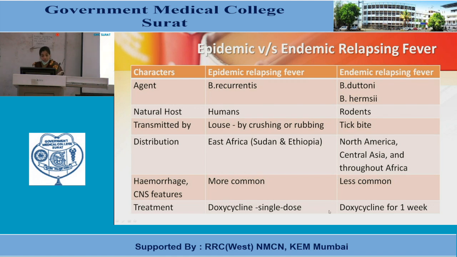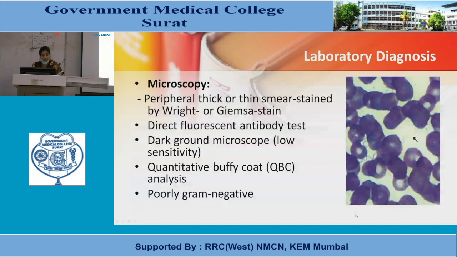Treatment is a single dose of doxycycline, and over here doxycycline for 1 week. Laboratory diagnosis: peripheral thick or thin smear stained by Wright or Giemsa stain. You can see over here, these are the Borrelia. A direct fluorescent antibody test can be used. Dark-ground microscopy has low sensitivity for Borrelia. Quantitative buffy coat smear, QBC, we also use in malaria.